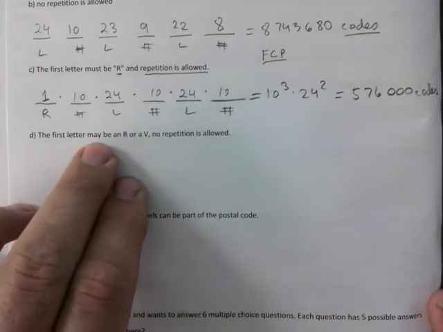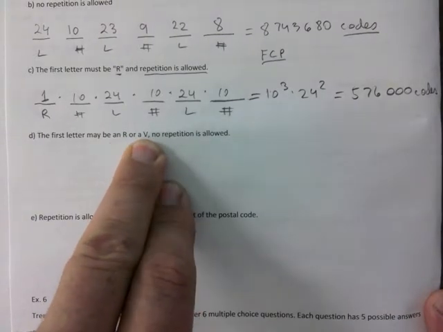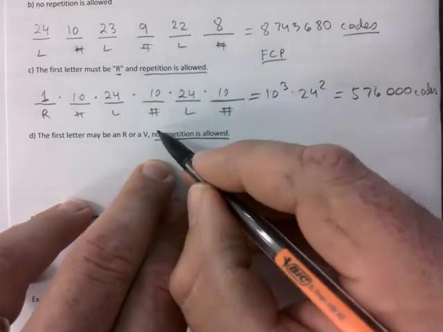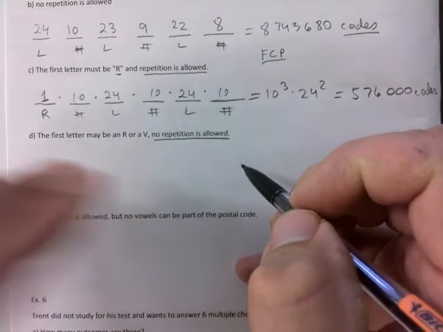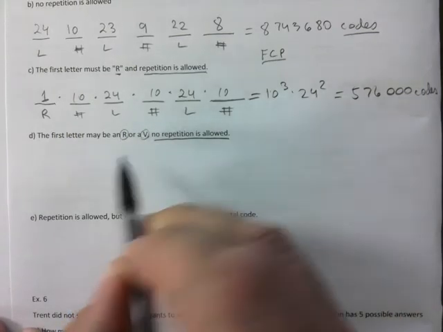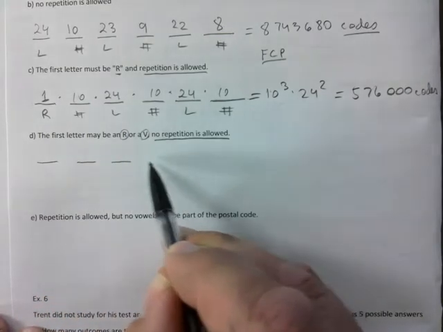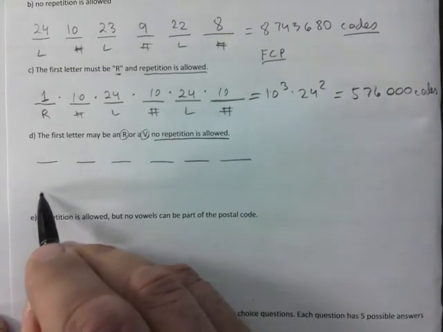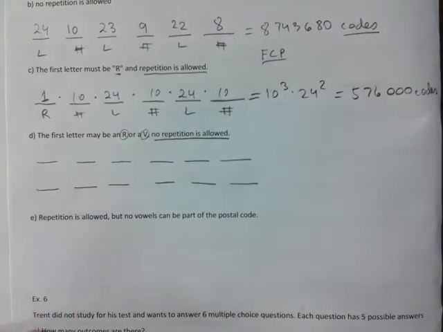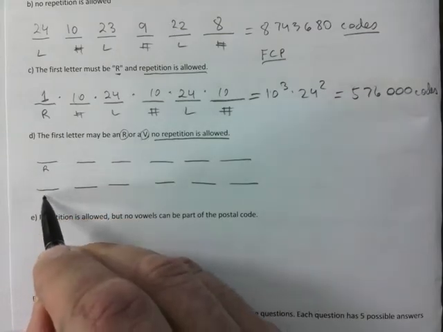The first letter may be an R or a V. No repetition is allowed. Very important. That is very, very important to keep in mind. So what's happening first, Mr. Dirksen? Well, let's do R or V like this. I will do it in cases. So we're going to do the case with an R and the case with a V.